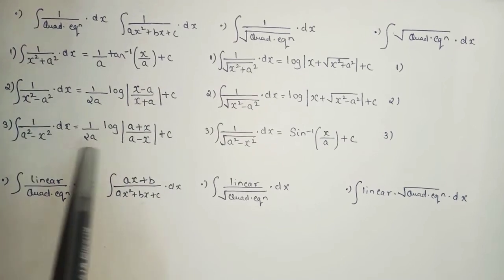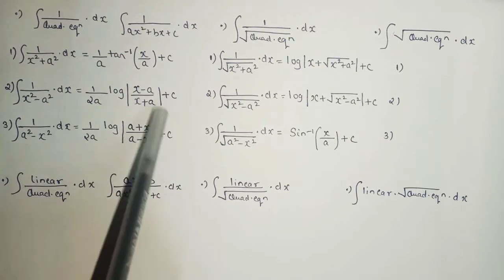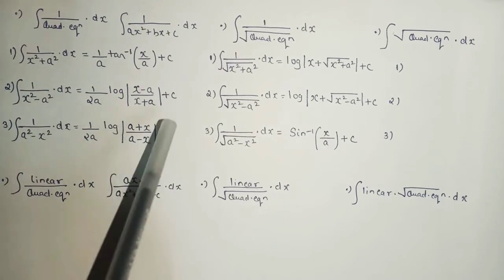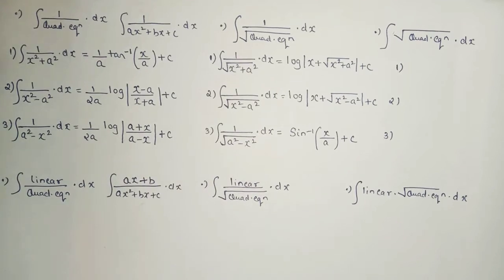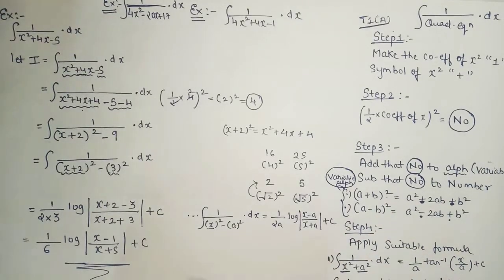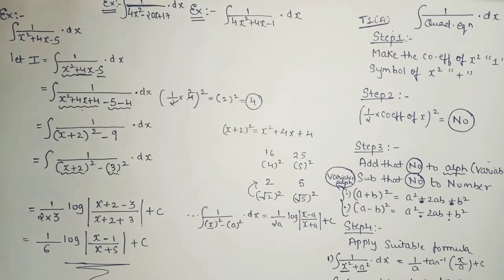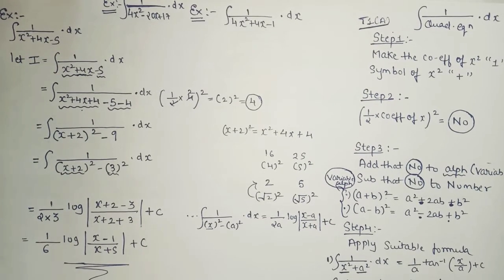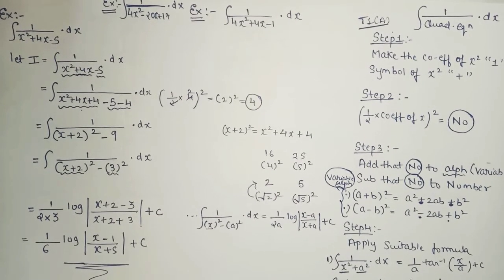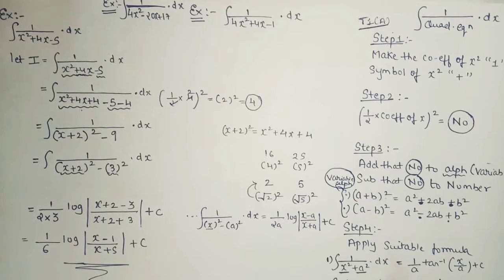As in the last lecture we were dealing with sums based on type number 1a, and we took one example also, which was 1 upon x square plus 4x minus 5. I hope you all understood this example. And I told you that you just have to follow these 4 easy steps to get the answer. So let's have a short revision of what we did in the last lecture.